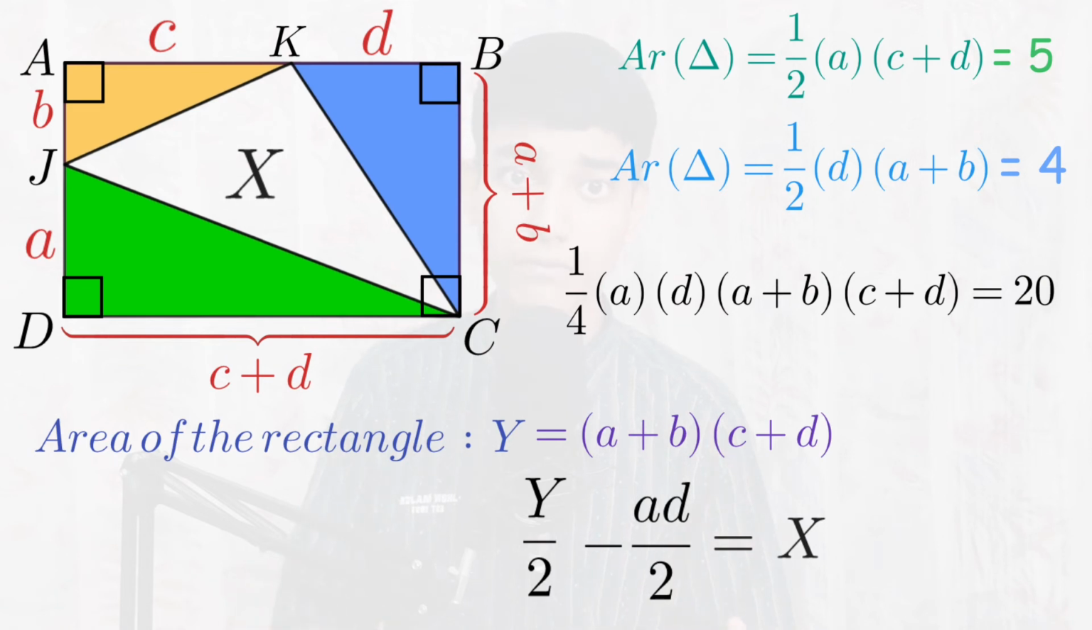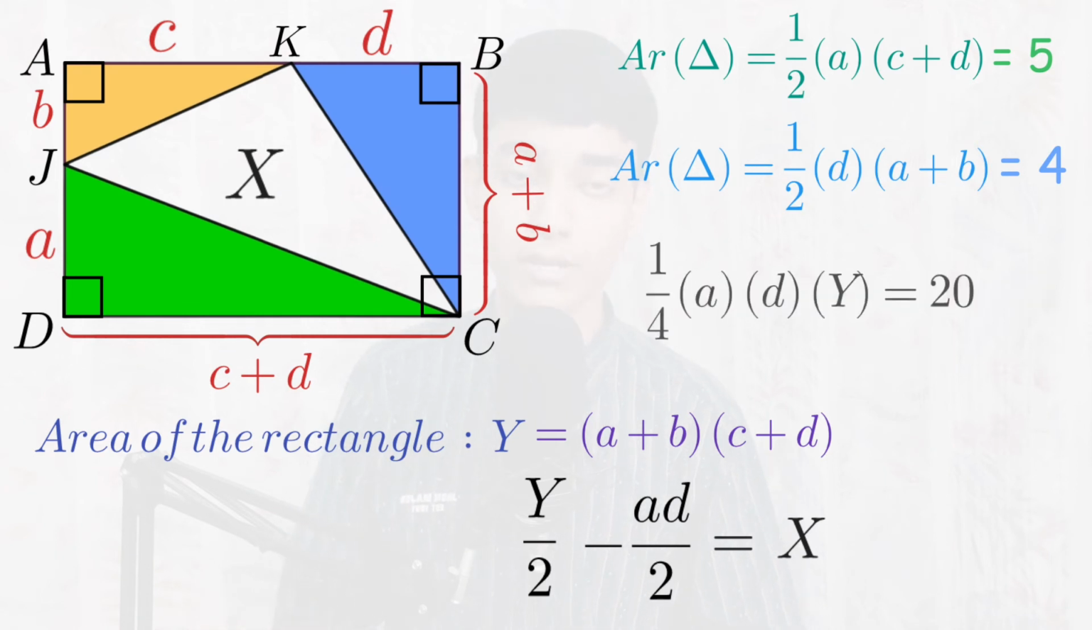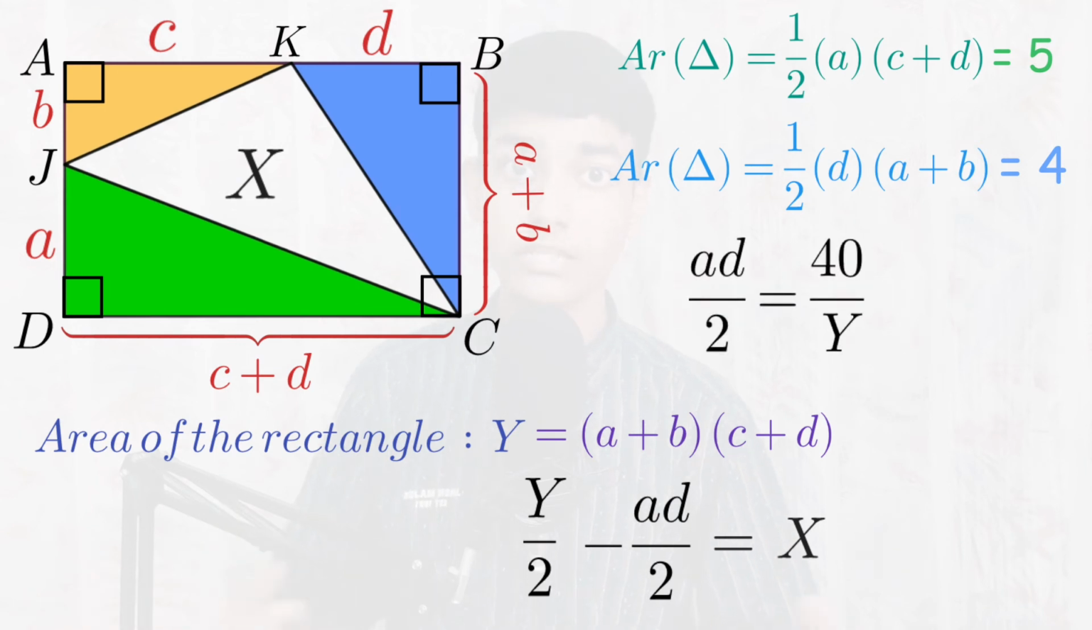Now observe carefully, we have A plus B into C plus D, and that's ultimately area of the rectangle, so it can be just represented as capital Y. So what we have is A into D into capital Y upon 4 equals to 20. Now when we simplify this equation so as to isolate AD upon 2 on one side, we will get AD upon 2 equals to 40 upon Y. So here we have got the value of AD upon 2, that is 40 upon Y.